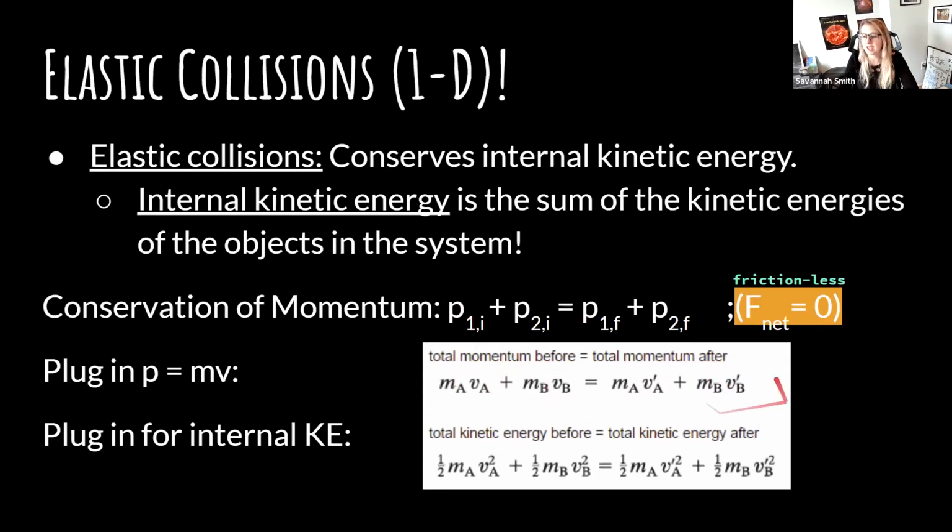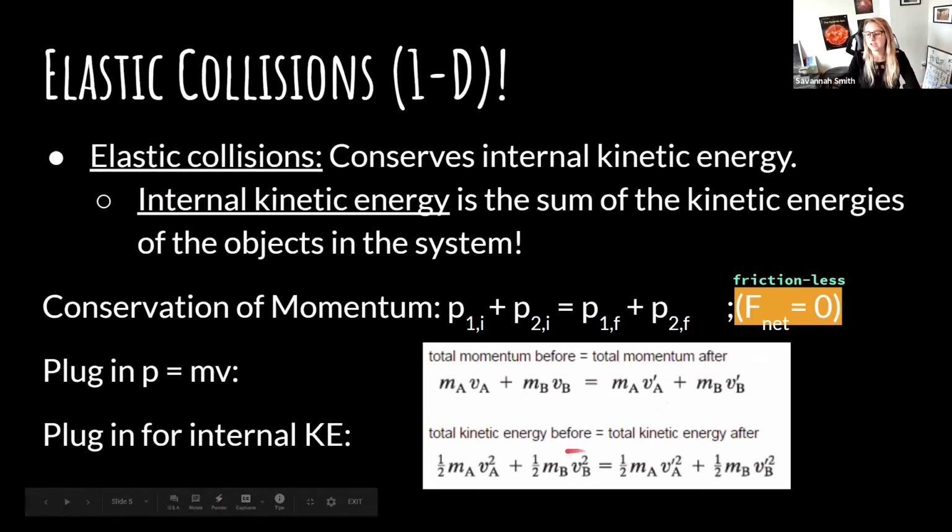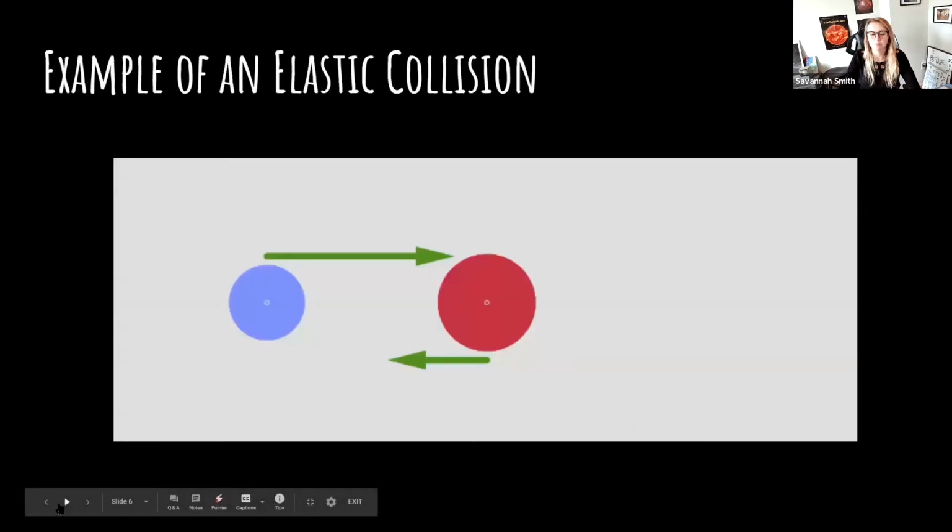Now, A and B, this is if you have two objects. By the way, right here, this highlighted thing, if it says F net equals 0, which means the net forces are equal to 0, that just means that the system is frictionless. So you don't have to worry about calculating friction. There's no coefficient of friction, because F net will equal 0 in all of these cases. Cool. Like I said here, plug in mv. And then as you can see right here, it's a little different.